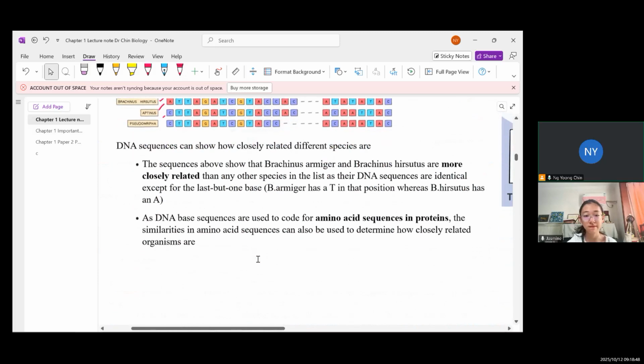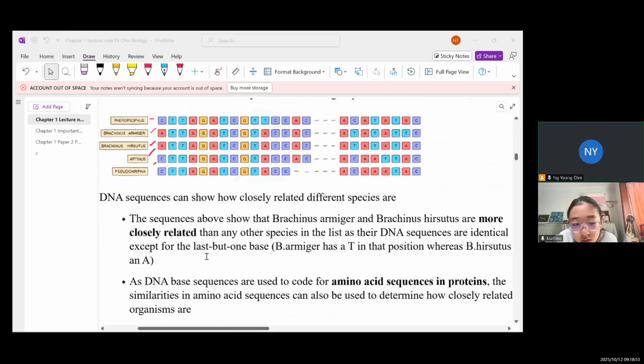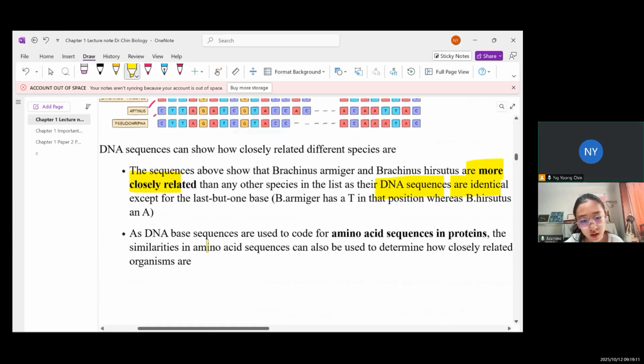You can have a look at this statement. If two species are very closely related to each other, that means their DNA sequence is almost identical, which means they share the most similarities. And the importance of this DNA base sequence is that it codes for the amino acid sequence in proteins.